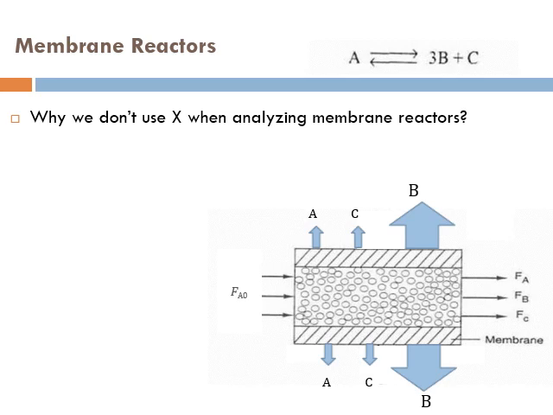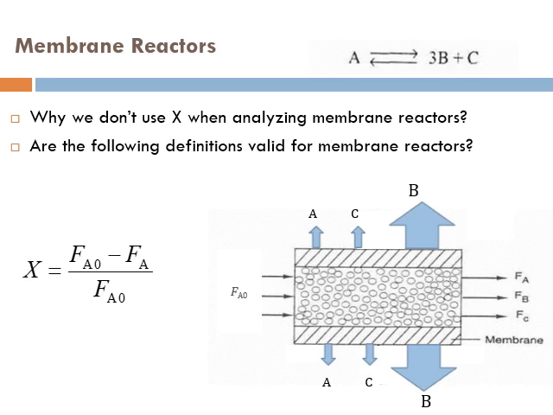Why don't we use X when analyzing a membrane reactor? Remember we said there are 4 cases where X is not my preferred variable, right? And one of these cases is the membrane reactor. Why can we not use X to analyze the membrane reactor? Well, let's go to the following definitions. What is X? X is FA0 minus FA, divided by FA0.